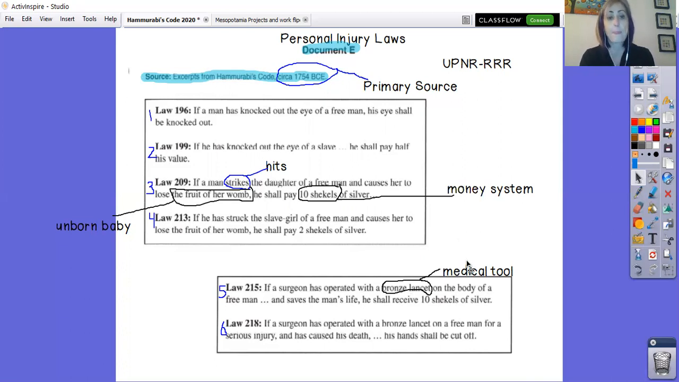Way to be. Law 218 states, if a surgeon has operated with the bronze lancet, which again is a medical tool, on a free man for a serious injury, and he causes his death.